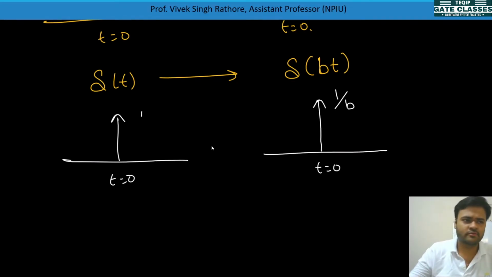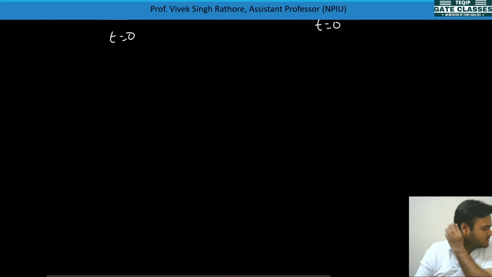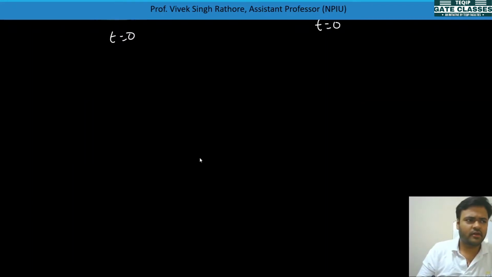How did it come? Let's see. We'll take an example, because the unit impulse signal can be generated from many signals. That's why it is called a generalized signal. First, let's see how we can generate our unit impulse signal from a rectangular pulse.